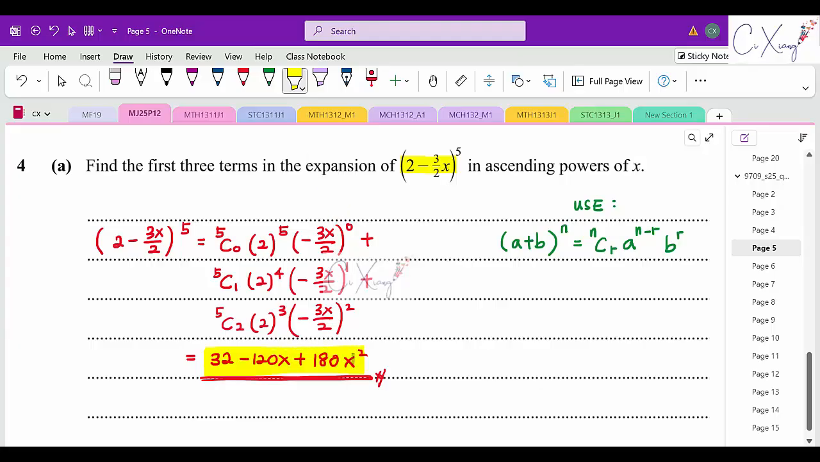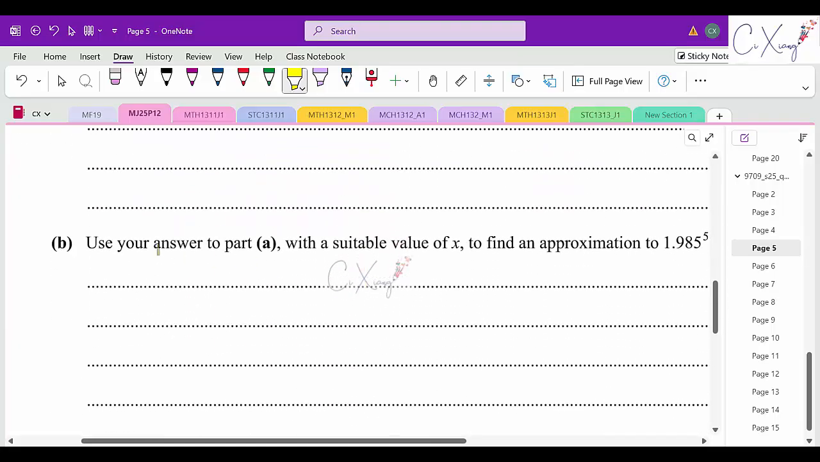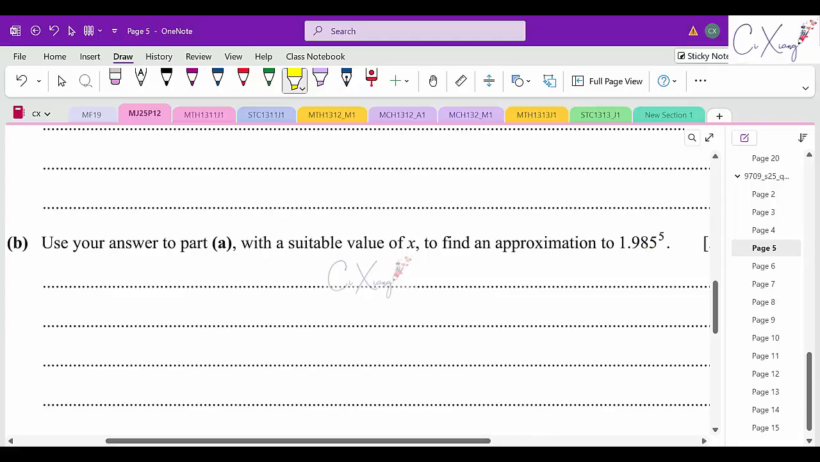Alright, then part B. Now they say use your answer in part A with a suitable value of x. Find an approximation of 1.985.